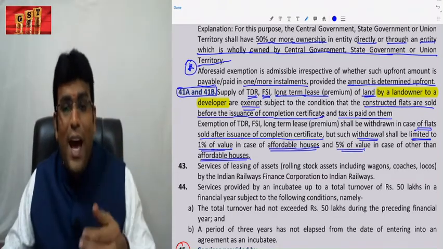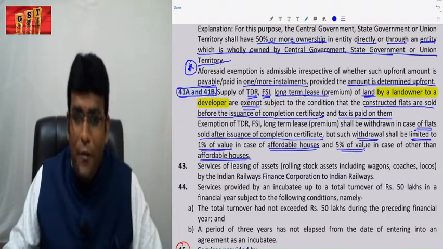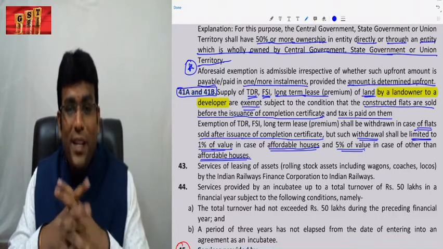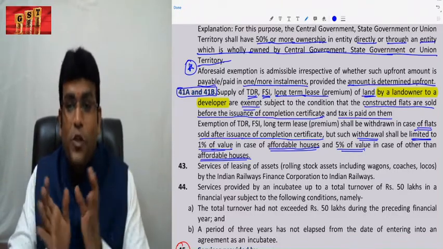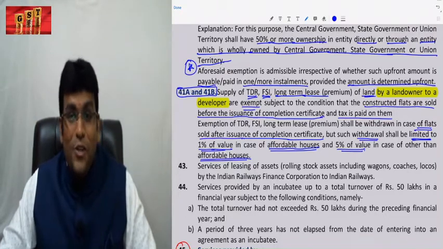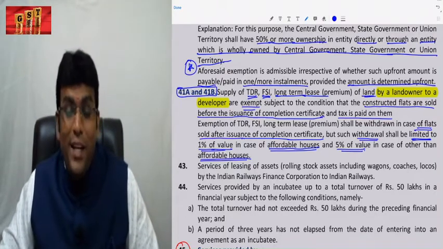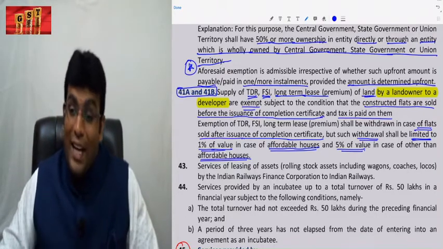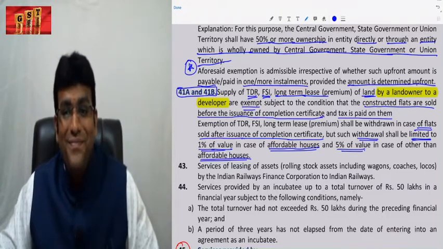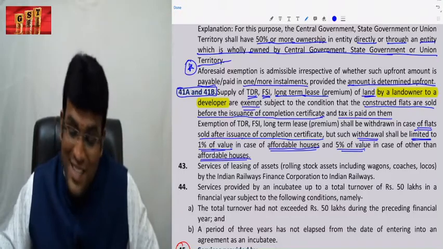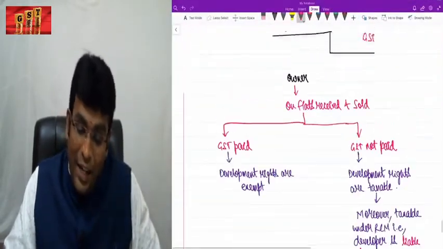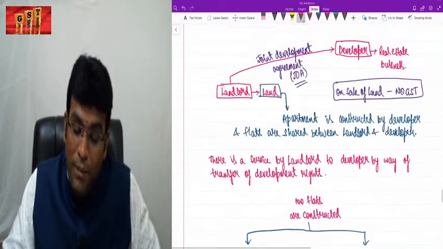Affordable houses, as per law, there is a definition for affordable housing, a small house less than 300-400 square feet. There is a criteria for that, how much square feet should be there to be called as affordable houses. Clear, friends? So for affordable houses, limited to what percent? 1% of value. And other than affordable houses, it's limited to 5% of value. Clear, friends? Done.